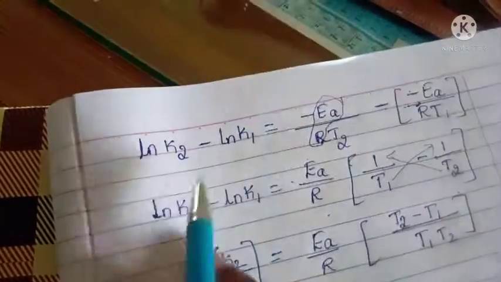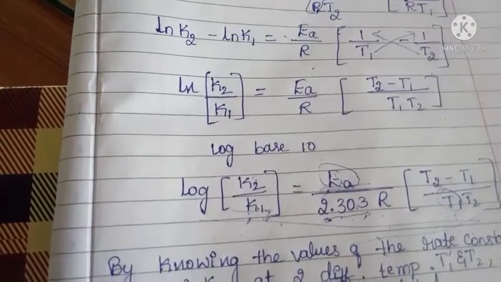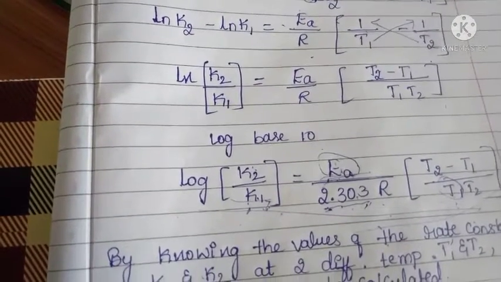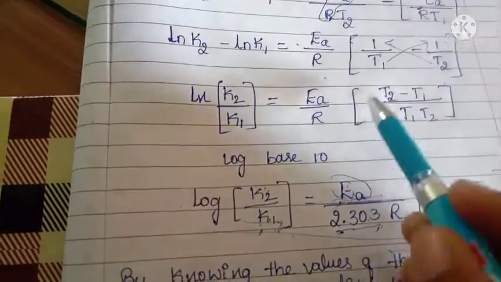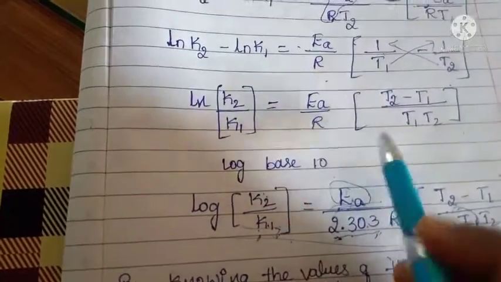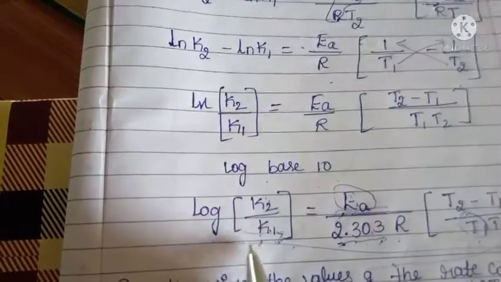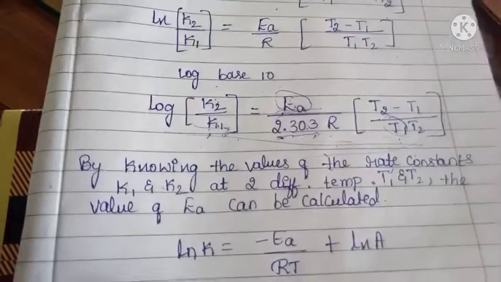So it gets a plus. Then ln K2 minus ln K1 is equal to, we take a common factor, that is EA by R, 1 by T1 minus 1 by T2. Converting ln into log base 10, we get this equation.